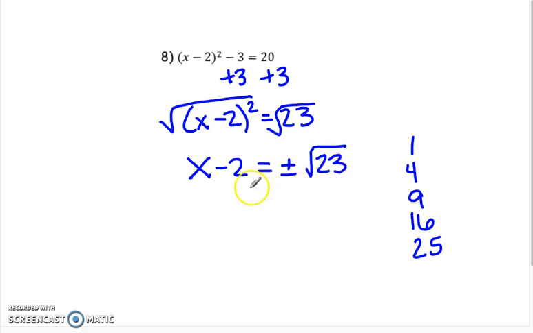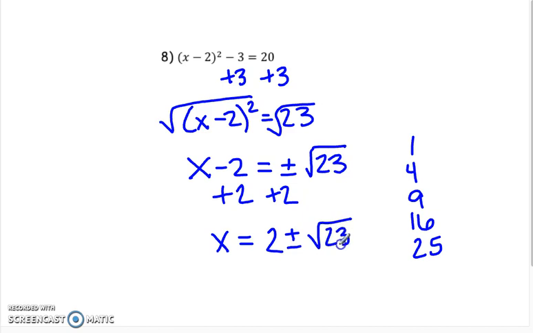Okay, now the next thing we need to do, we can split it into two separate answers, or we can just add 2 to both sides. I'm going to show you how to do that. So let's add 2 to both sides, and we're going to get x equals, so this is 2, plus or minus the square root of 23, and that's how you write the answer. You should always write the whole number first, and then the radical part next. So this right here would be the solution to the equation.